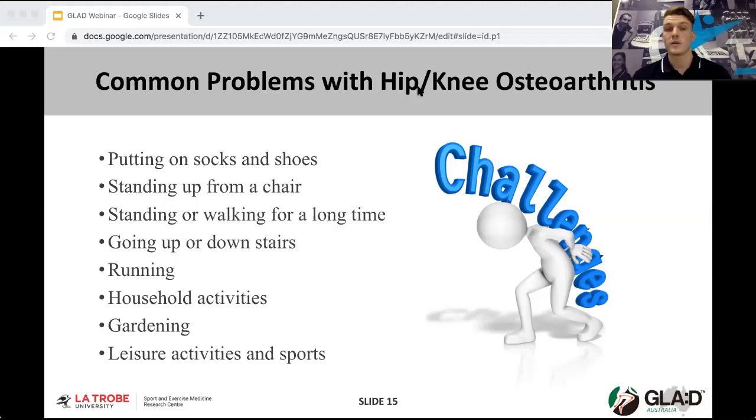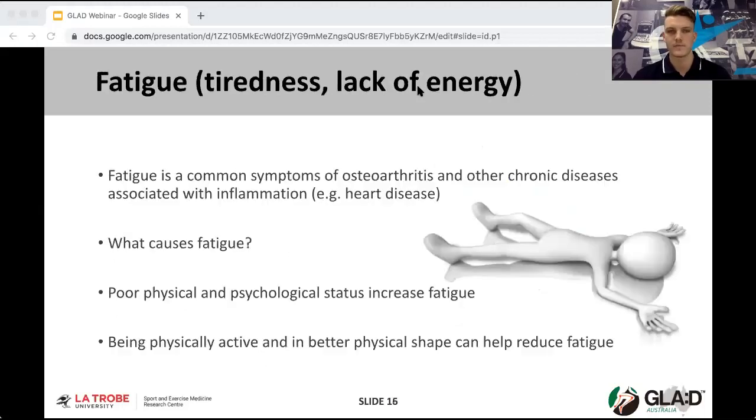And you can work with your physios to develop realistic goals to improve your ability to do the things you want to do. So GLAD may help achieve many of these goals, but there may be other exercises or treatments which can be added to help you get there as well.